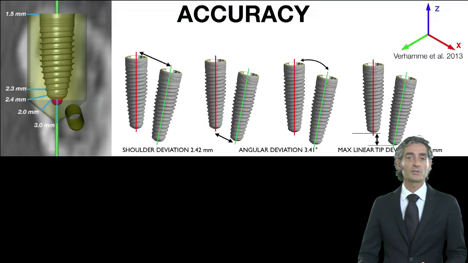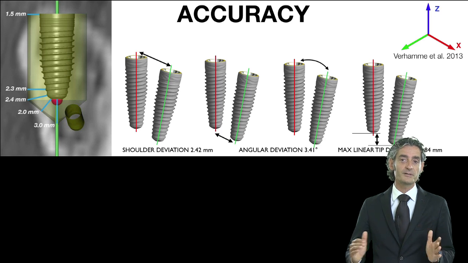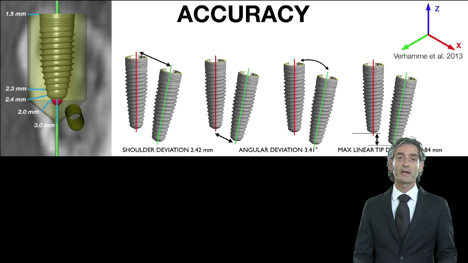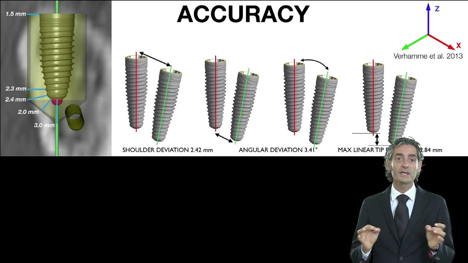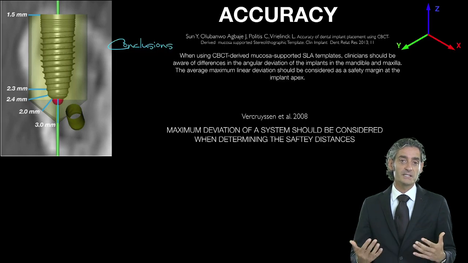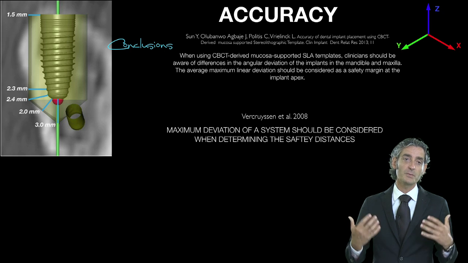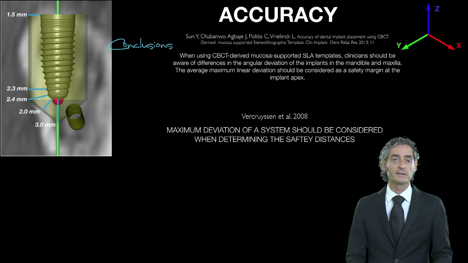And so for us it's really important to understand that we have a shoulder deviation, we have an angular deviation, or a maximal linear tip deviation. They are the position of the implant. For this reason, when we see in the software the yellow area around the implant, this is the maximum deviation, and is the area where we should expect this kind of error in the position of the implant. And if we take care about this, we never experience any kind of damage to important anatomical structures. So we have to consider the maximum deviation as our reference for the surgery. So take care about this detail.